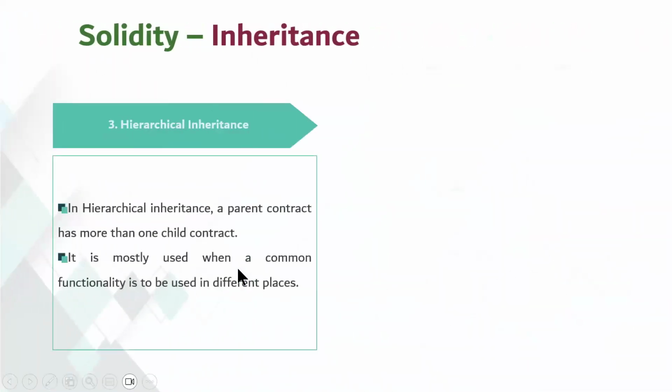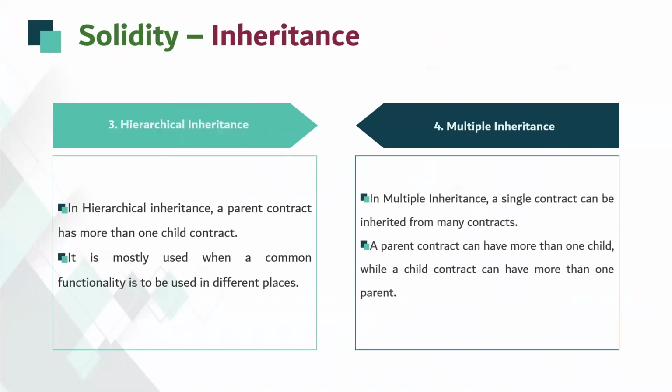Another type of inheritance is hierarchical inheritance, where a parent contract has more than one child contract. This is useful when common functionality needs to be shared among different contracts. Finally, there is multiple inheritance, where a single contract can inherit from multiple contracts. A parent contract can have multiple child contracts, and a child contract can have multiple parents.